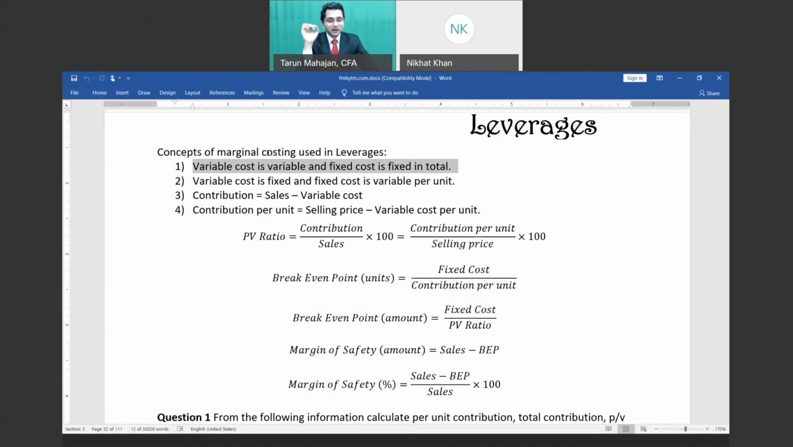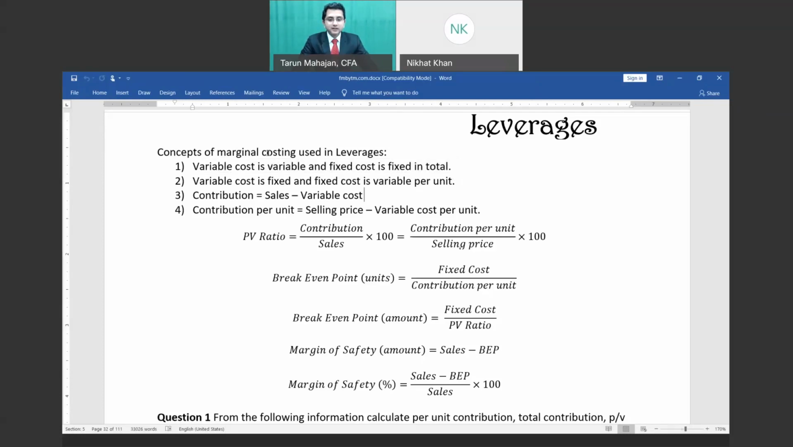This is a very simple concept, but when it comes to application of this concept in leverages chapter, many students make a mistake. So yes, this is very simple, but still you need to keep in mind that variable cost is variable and fixed cost is fixed if we are talking about the total amount, and variable cost is fixed and fixed cost is variable if we are talking about per unit cost.